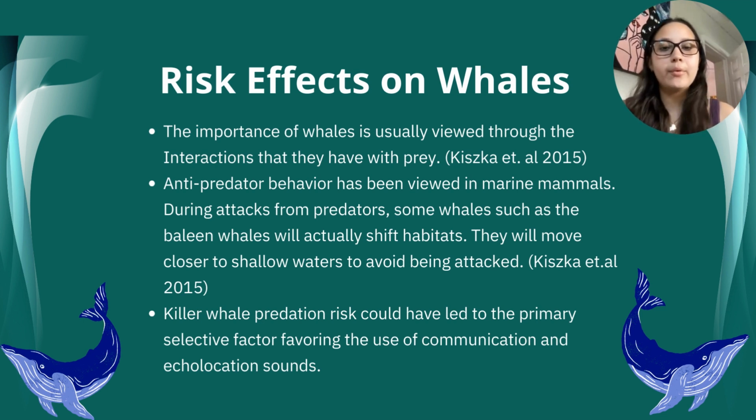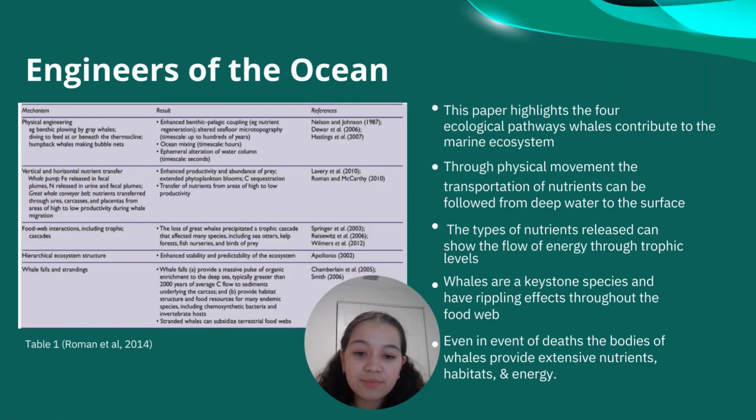Killer whale predation risk could be a primary selective factor, which favors the use of communication and echolocation sounds. For example, beaked whales that are exposed to playbacks of killer whale vocalizations will move directionally away from that sound source, suggesting that those beaked whales are avoiding the killer whales.